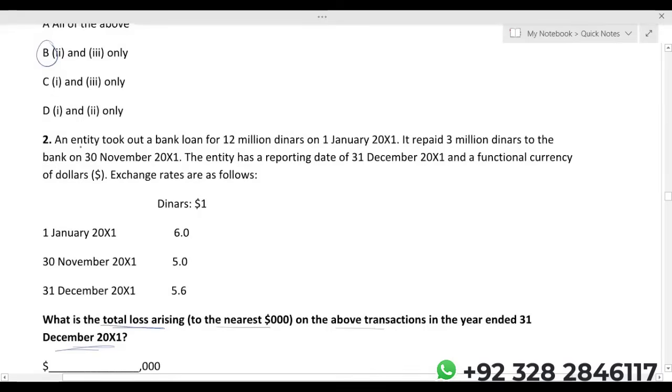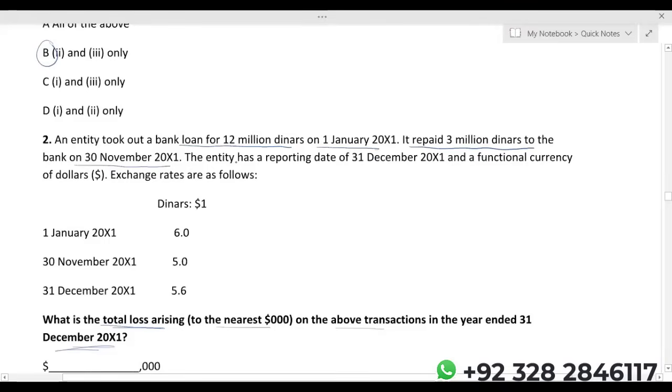Let's see. An entity took out a bank loan for 12 million dinars. Bank loan is a monetary liability on January X1. It repaid 3 million dinars to the bank on 30th November X1. So out of 12 million dinar, they have repaid 3 million. So obviously on repayment, there will be exchange gain or loss that goes to P&L.